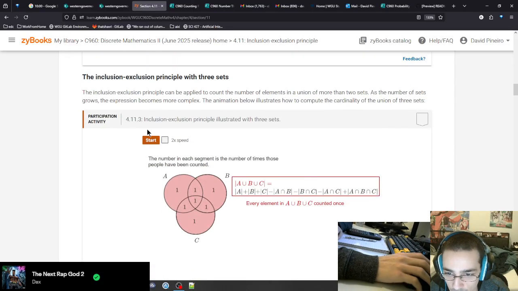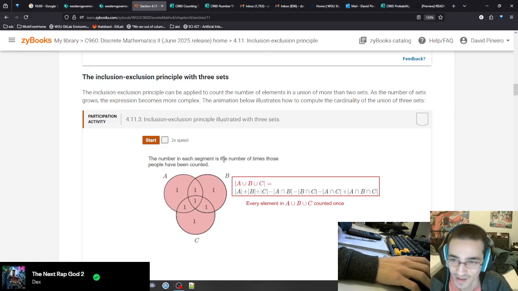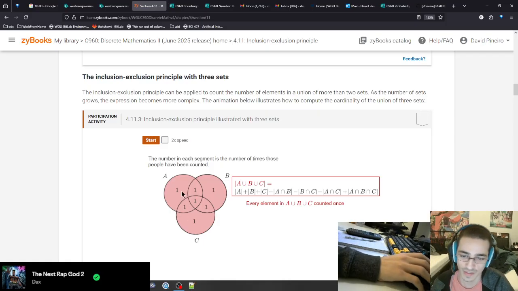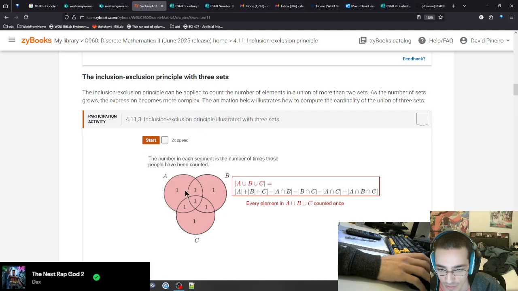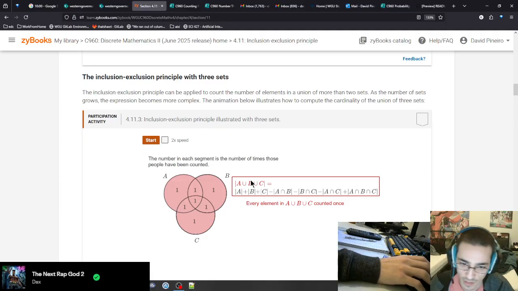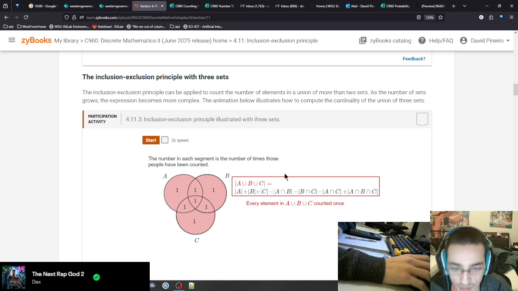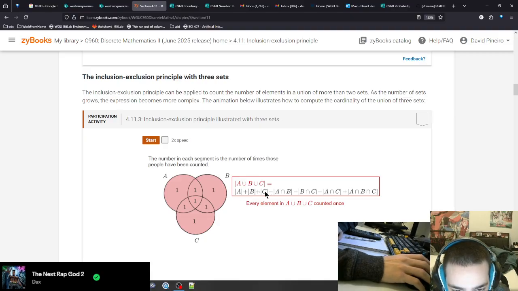God damn it. I don't want to do this. 3 sets? What is this, man? There's so many numbers here. 7 numbers? Jesus. I don't want to put 7 numbers in here. Can I just memorize the formula? This is too much, guys. So you add all of them up individually.